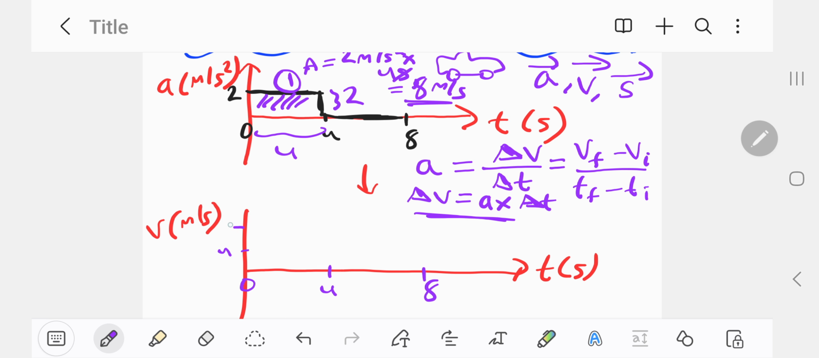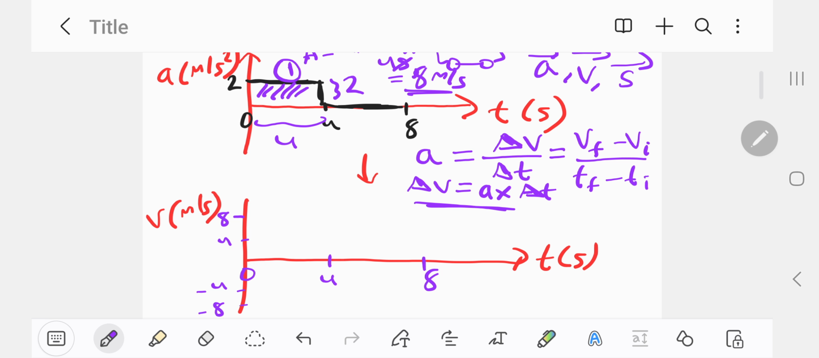So let's do 8 minus 4 minus 8. Remember, you can have minus velocity. It just means, so minus 4 meters per second means you're moving at 4 meters per second in the opposite direction. So 8 meters per second from 0 to 4. It looks like that. It's a flat line. Okay, you're moving at constant velocity from 0 to 4.